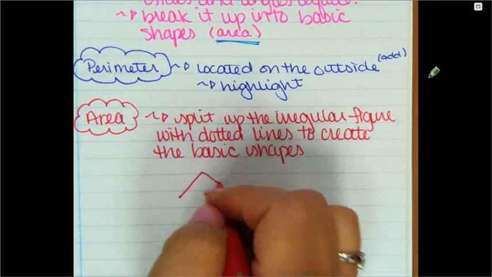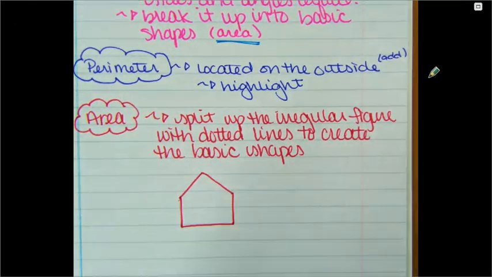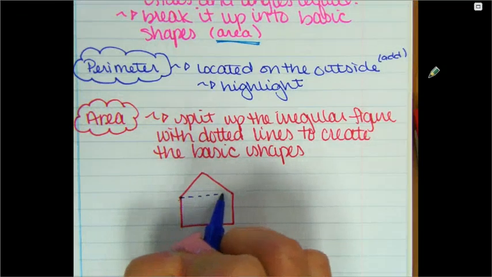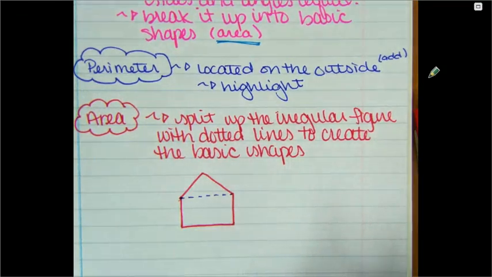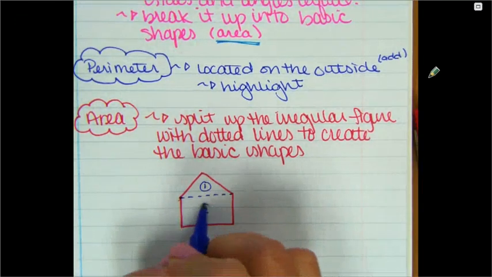So, here's my shape. How do you want to split this up? Remember, we want to break it up into squares, rectangles, or triangles. So where am I going to break it up at? Straight across, up and down, straight across. So you're talking here? So here's my dotted line that I would break up into. How many shapes do we break it into? So there's shape 1, shape 2. Yes?